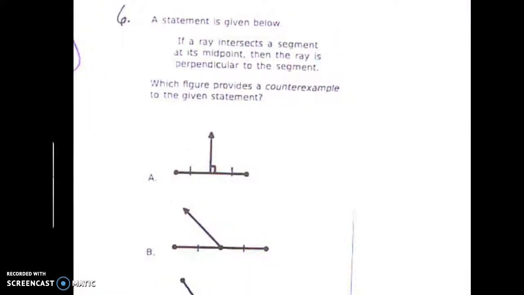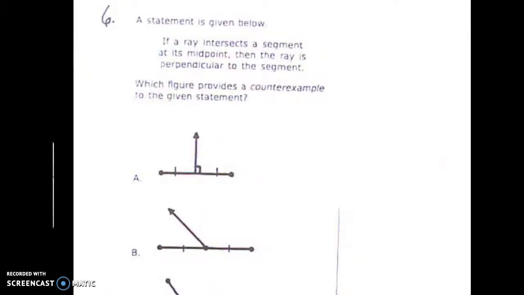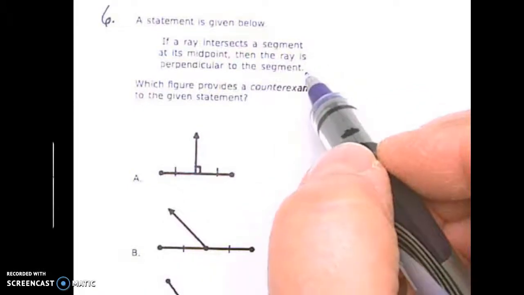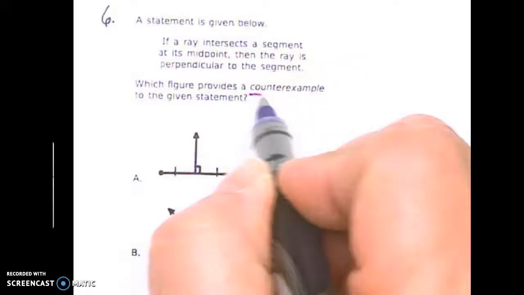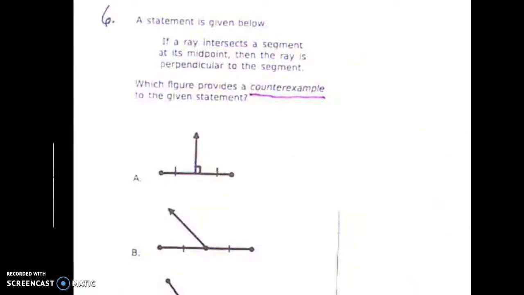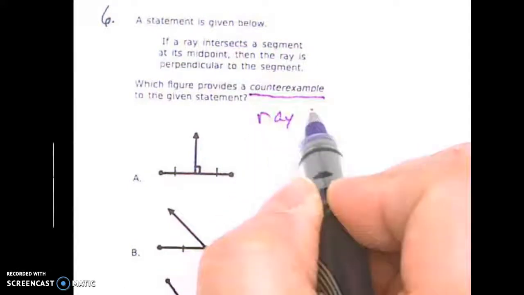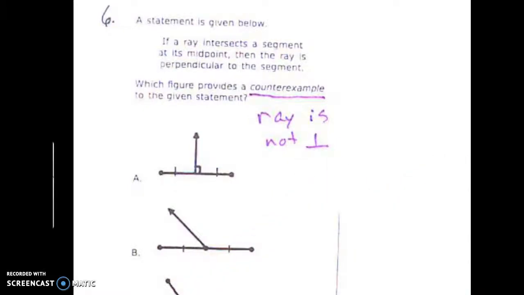If I look at question number 6, the statement is given below. If a ray intersects a segment at its midpoint, then the ray is perpendicular to the segment. I want to know which figure provides a counterexample to that given statement. So I'm looking for a ray that is not perpendicular. That would be a counterexample.